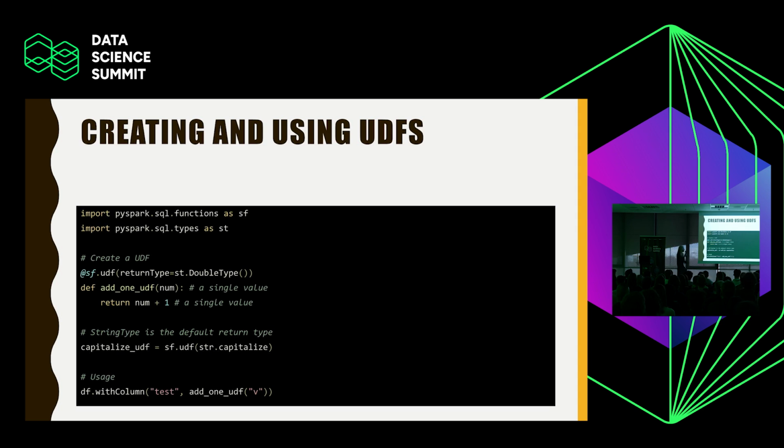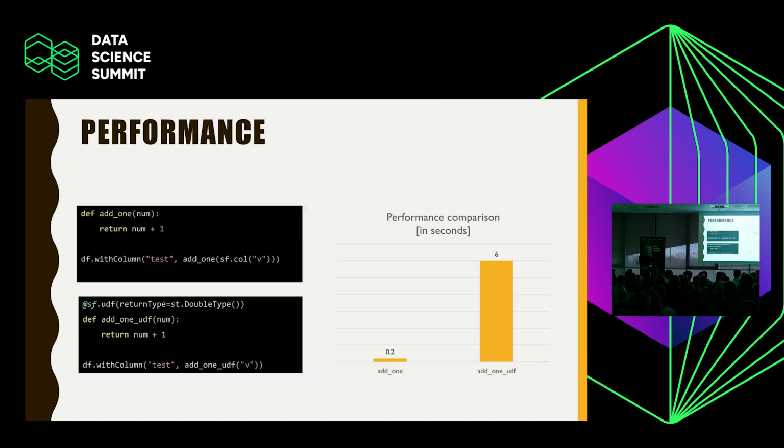How to create a UDF? As you can see here, it's just a decorator that you use over your function that accepts a single value and returns a single value. You need to specify the return type. You can also wrap it with the UDF function itself. And then you just use it as any other function. Yeah, quite easy.